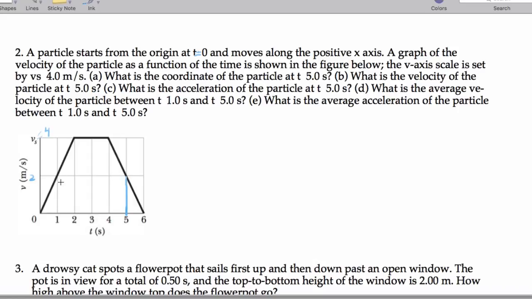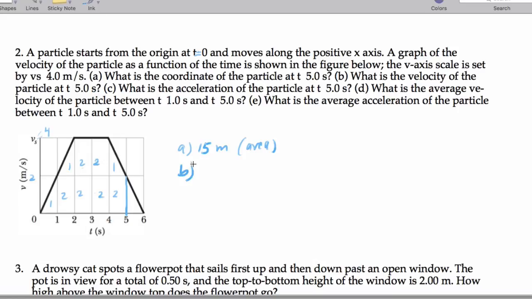Each of these rectangles has an area of 2. So 2, 2, 2, 2. This is half a rectangle, so it has an area of 1, 1, 2, 2, and 1. So at 5 seconds, I'm just going to add up all my numbers. I have 2, 4, 6, 8, 10, 12 plus 3. So the answer to A is 15 meters, because it's an area calculation.